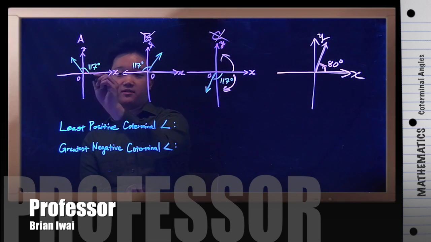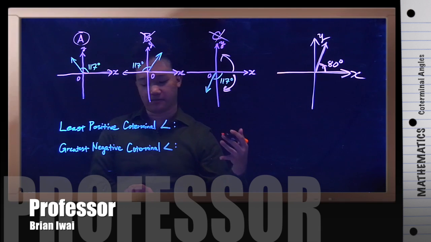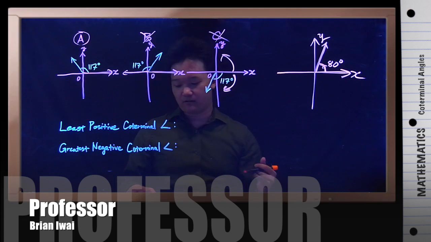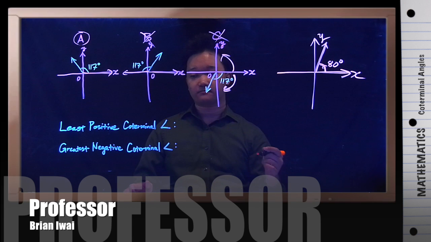Choice A is right because it's starting at the positive side of the x-axis and then it's going counterclockwise, and therefore it is correct. So choice A would be your answer. Next, it's asking you to find the least positive coterminal angle and then also the greatest negative coterminal angle of 117 degrees. So least positive coterminal.